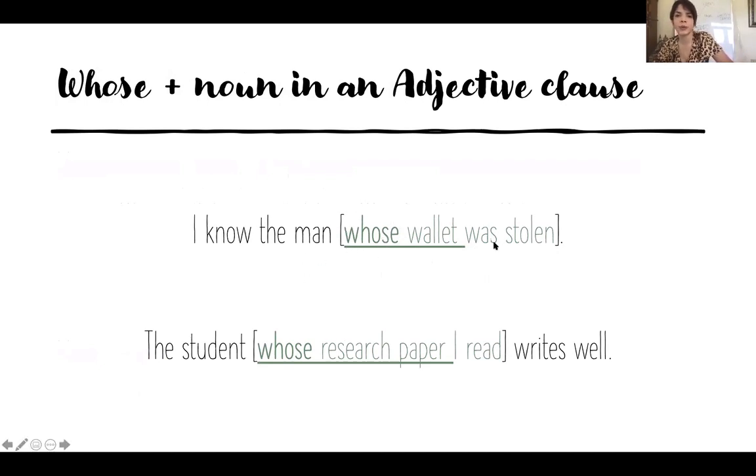I know the man whose wallet, so here we have our whose in combination with a noun, was stolen. So this whole thing in brackets is our adjective clause. The student whose research paper I read writes well. So whose research paper I read is our adjective clause in the middle. Whose is next to the noun research paper. Okay?